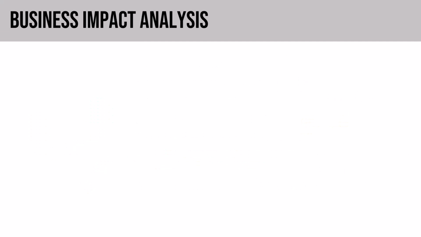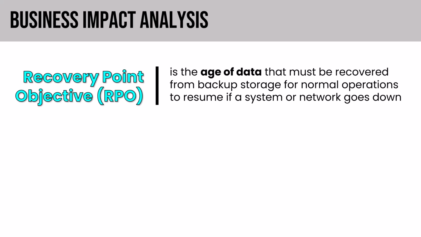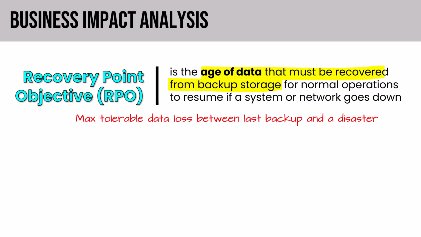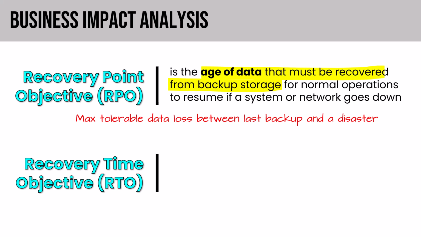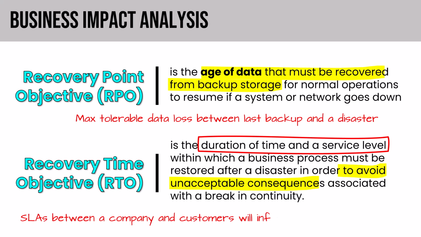And there are a couple of key recovery metrics we settle on in the process of our business impact analysis. There's the recovery point objective, or RPO, which is the age of data that must be recovered from backup storage for normal operations to resume if a system or network goes down. Effectively, the max tolerable data loss between the last backup and the disaster. And then we have the recovery time objective, or RTO, which is the duration of time and a service level within which a business process must be restored after a disaster in order to avoid unacceptable consequences associated with that break in continuity. Generally, the SLAs between a company and its customers will heavily influence the RPO and RTO.